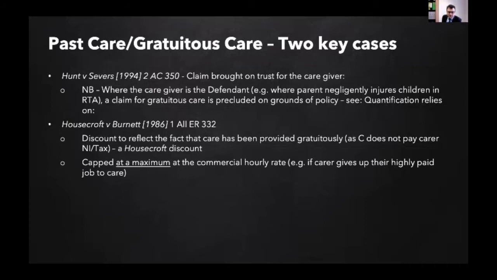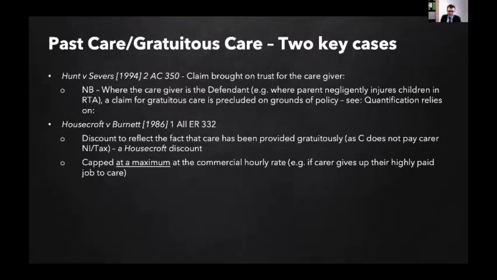Of course, because you're not paying Aunt Doris commercially, you're simply not paying tax and national insurance on any care that she might provide to you. So that's why the discount is what it is. And Ben, looking at the two cases we have on screen now, Hunt and Severs and Housecroft, which you mentioned, what do they tell us about certain traps or limitations to look out for when pleading gratuitous care?